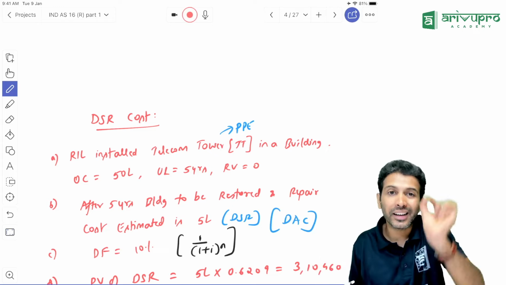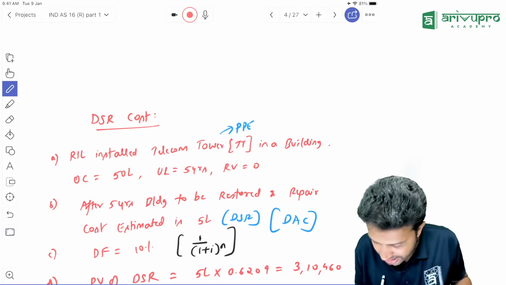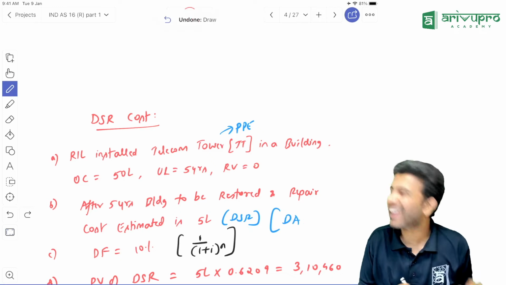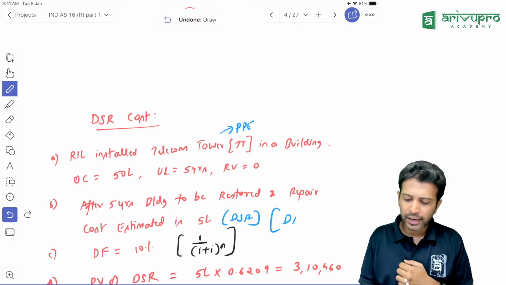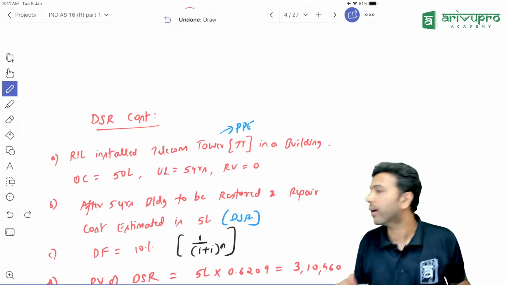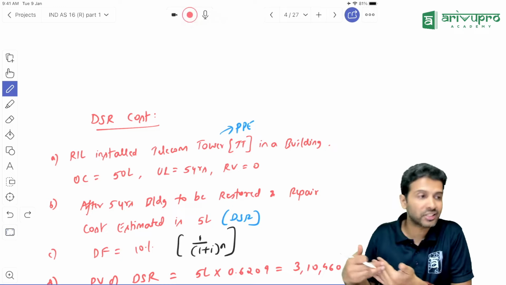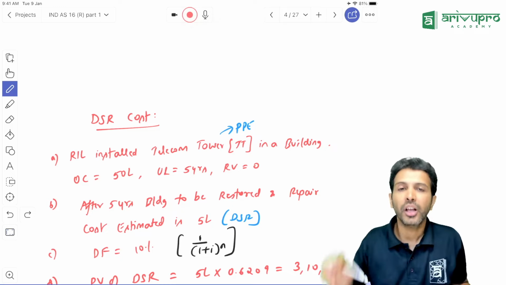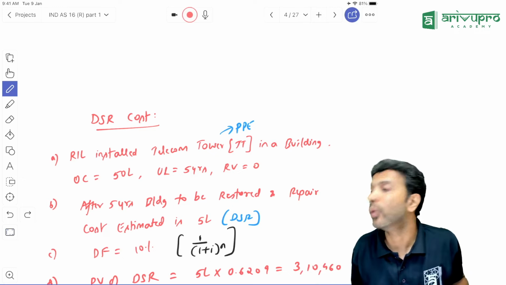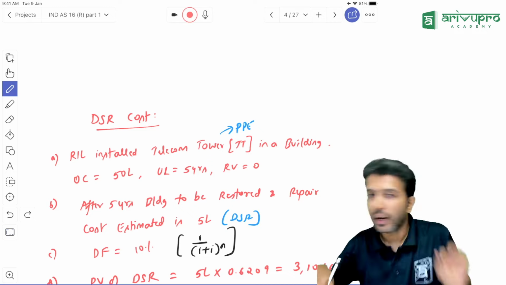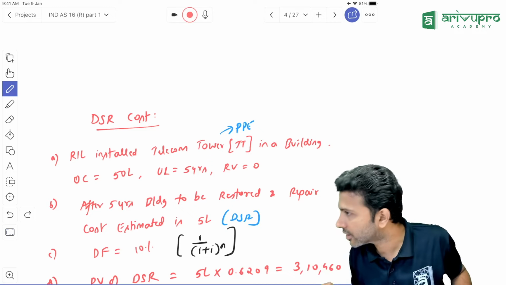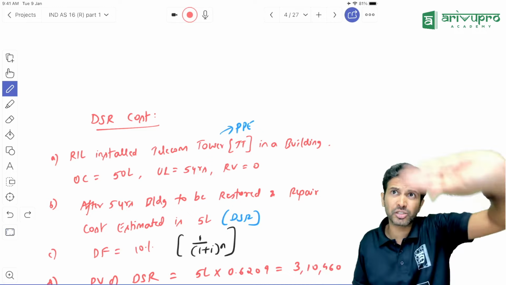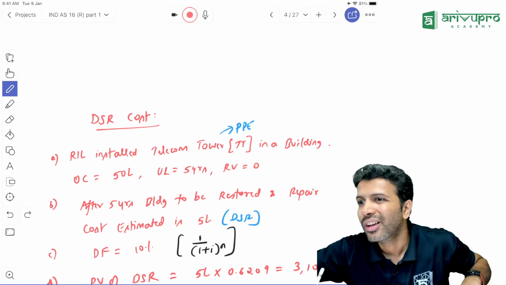DAC's full form is what? Directly attributable cost. So this DSR is also DAC only. That means why do we have a separate category, sir? You could have put it under DAC only, no? Why is it necessary to have a separate category? Normally, DACs come when? Later or now? Like one of the examples of DAC is transportation charges. Transportation charges will come after 5 years or now?